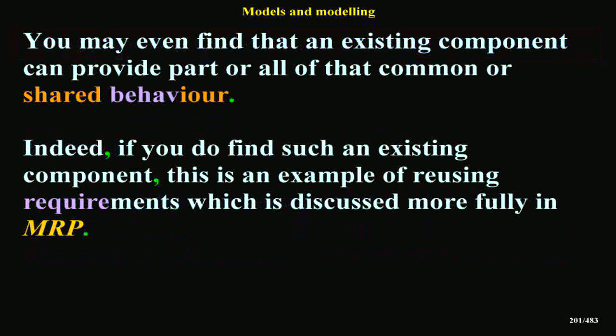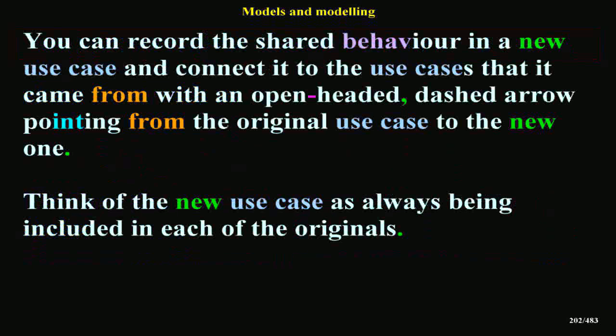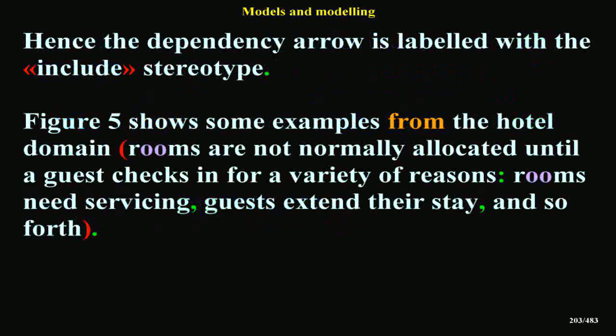You can record the shared behavior in a new use case and connect it to the use cases that it came from with an open-headed, dashed arrow pointing from the original use case to the new one. Think of the new use case as always being included in each of the originals. Hence the dependency arrow is labeled with the include stereotype. Figure 5 shows some examples from the hotel domain.